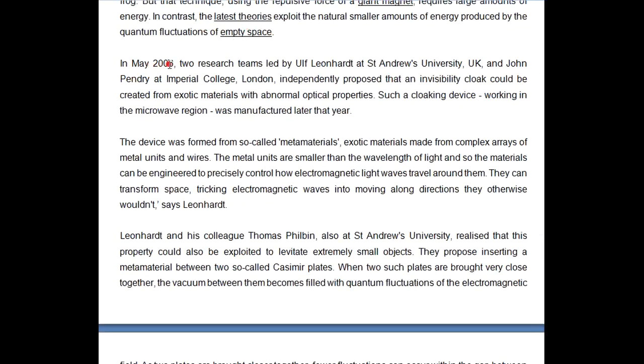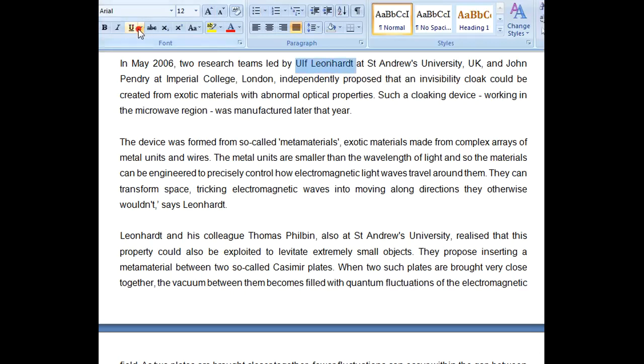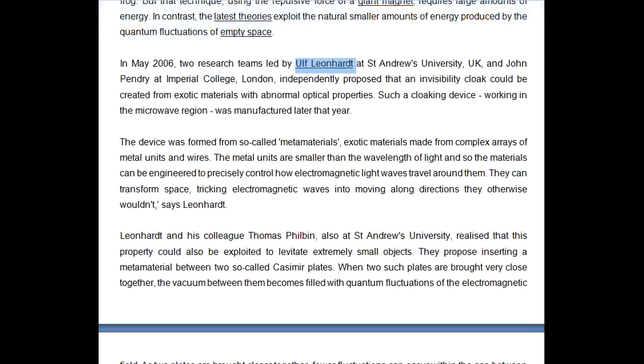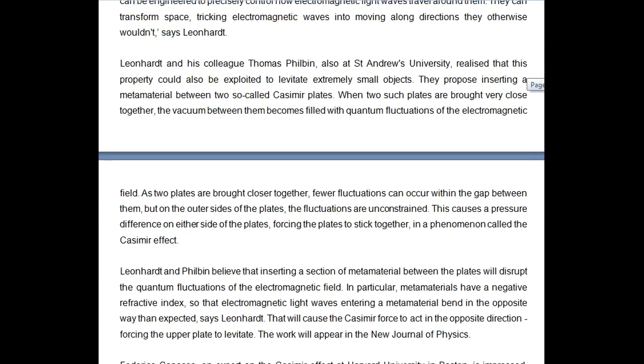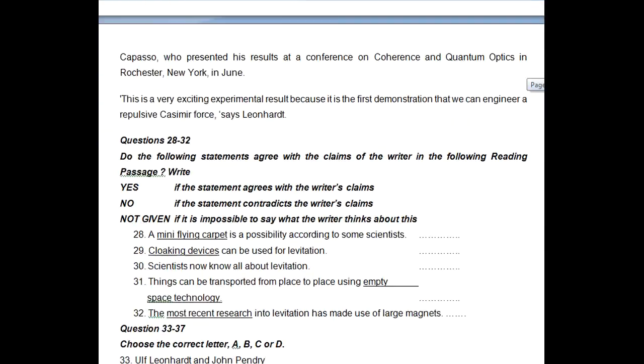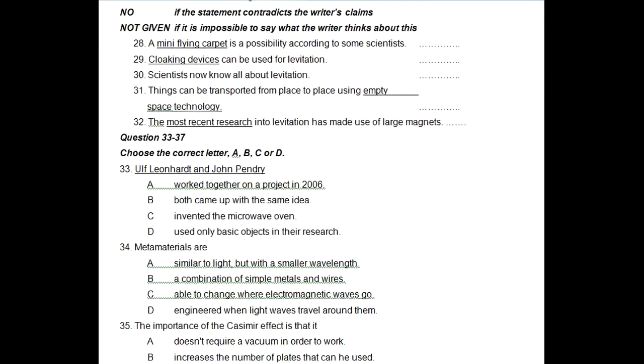So I will start reading from here. My first task is to find that keyword. So in May, there are two research teams led by, so I got this, this is the name that I'm looking for. So I have underlined it right now, and I have to see what exactly is the question and what are the options. Here you need to read the options before you go there. So they're saying: work together on a project in 2006. Both came up with the same idea. Invented a microwave oven. Used only basic objects in the research. Okay, right. So let's try to read it and then we will come back.